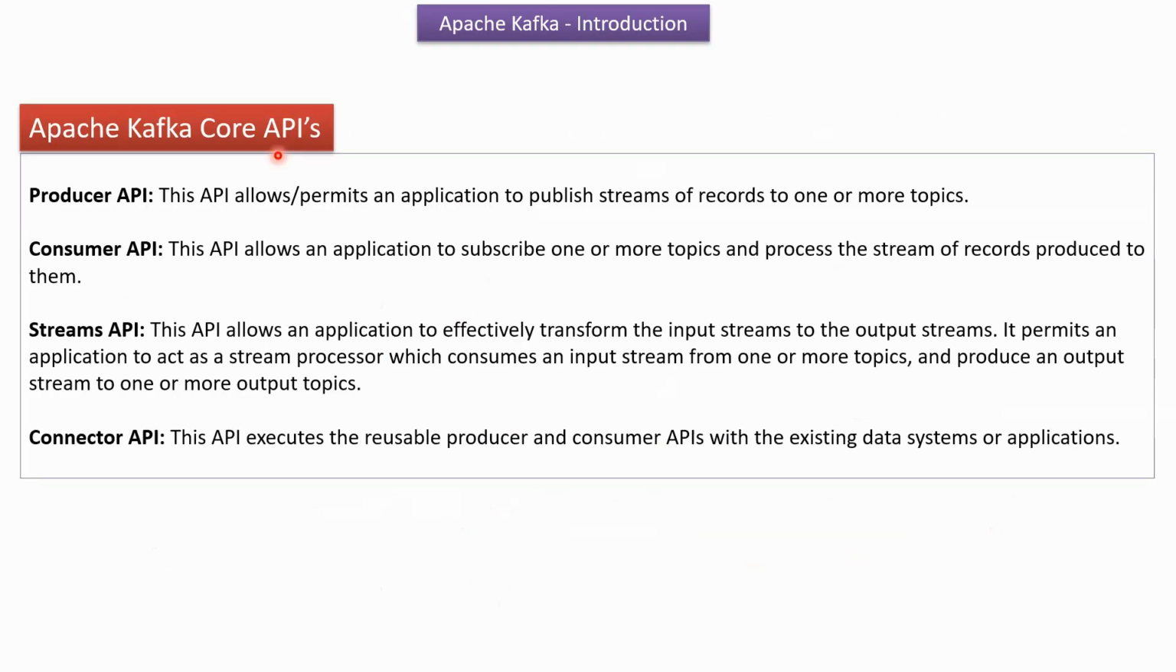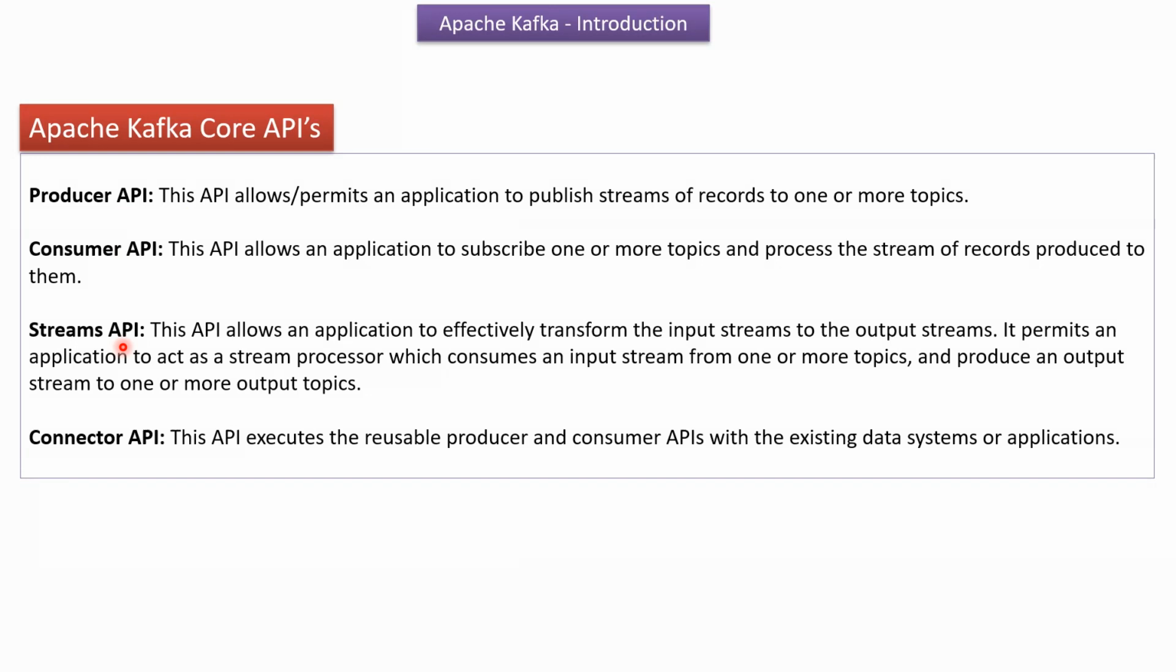Here we will see the core APIs of Apache Kafka. Using the Producer API, an application can publish a stream of records to one or more topics. And using the Consumer API, an application can subscribe to one or more topics, and from those topics, the application can consume a stream of records and process it.